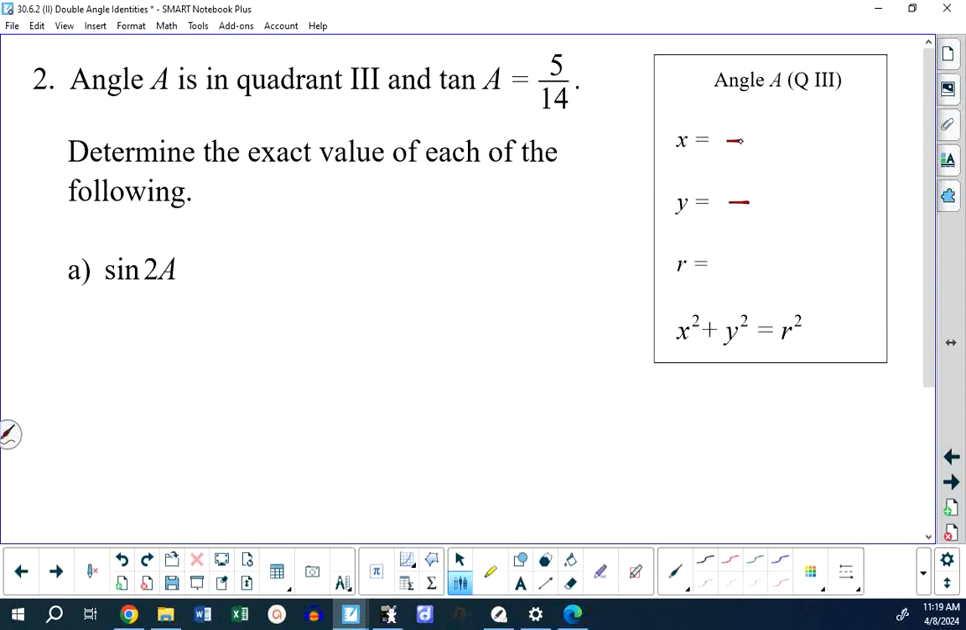Okay? So you were asked to determine sine of 2a. Well, what's sine of 2a? It's 2 sine A cos A.